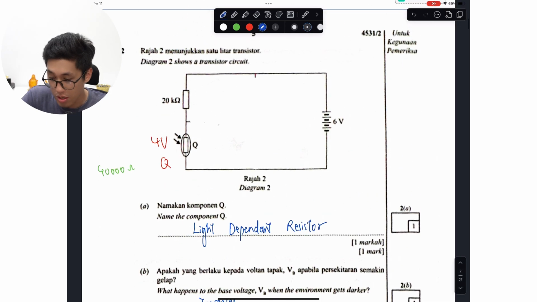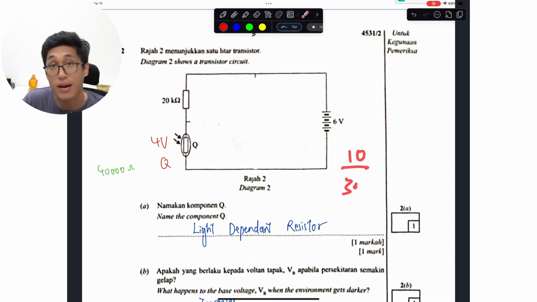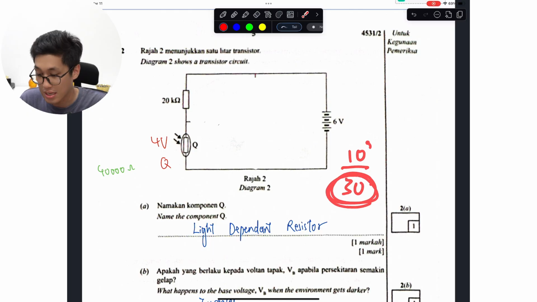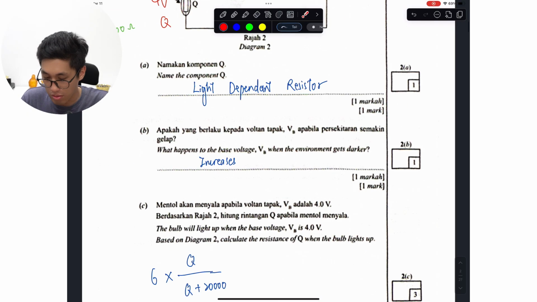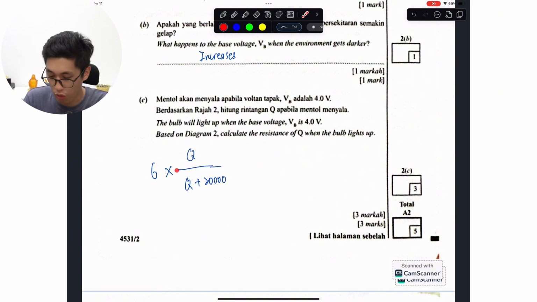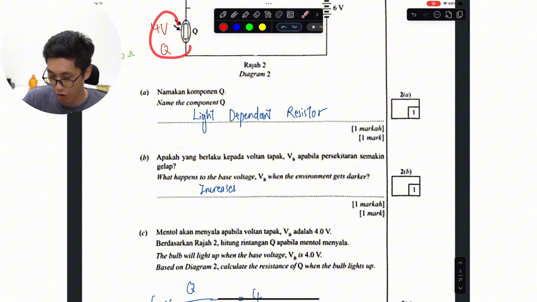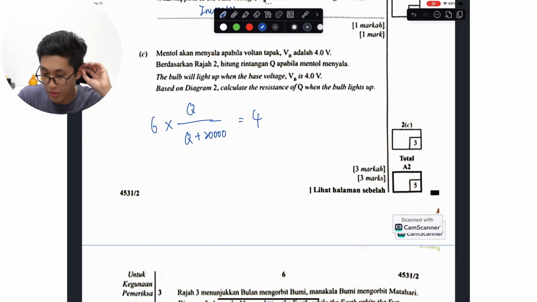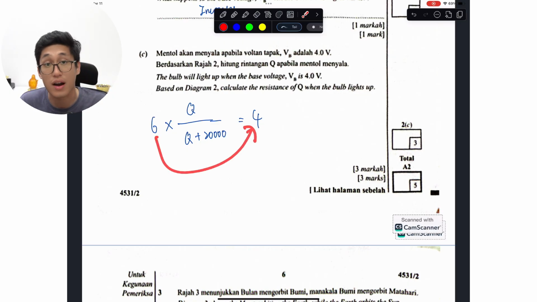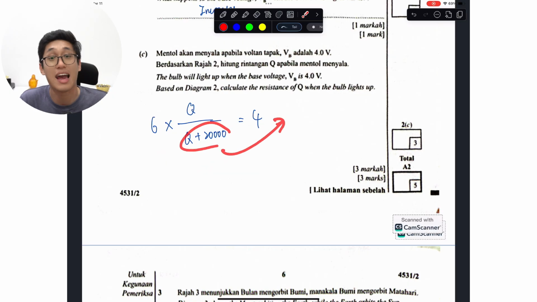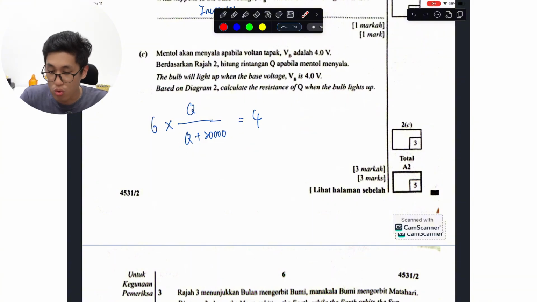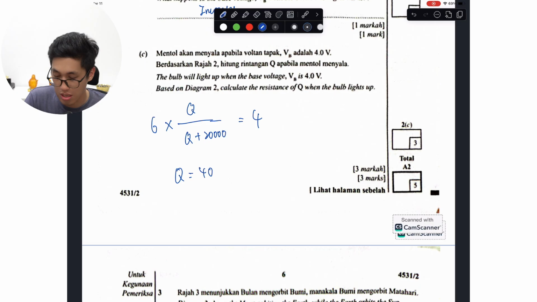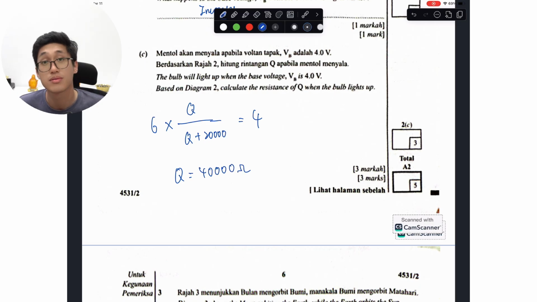Okay, do you remember just now it was 10 over 30, right? This is the total. Now, there's Q over the total. Total is 20,000 plus Q. This will equal 4, because they are going to get 4 volts, right? So if you move the things around, you can bring this over to become divide, then bring this over and expand the brackets. You will eventually get Q is 40,000 ohms.